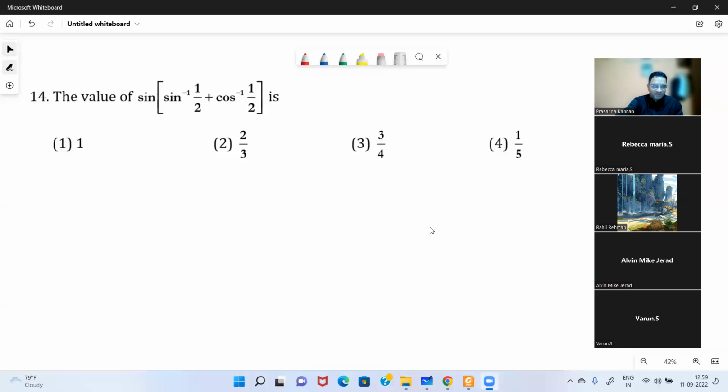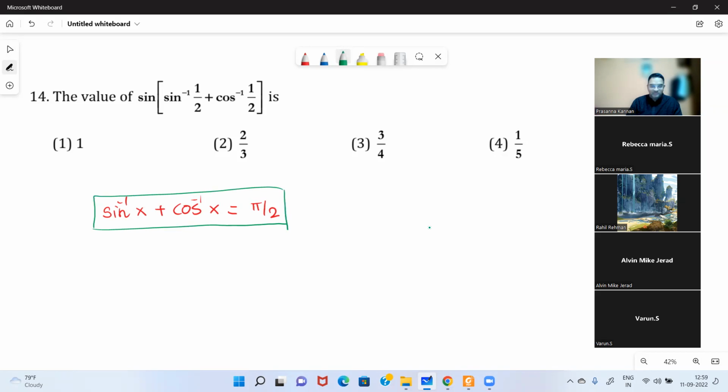Now let's proceed to the next question. The value of sine inverse half plus cos inverse half. What is sine inverse of x plus cos inverse of x? Just like how tan inverse x plus cot inverse x is pi by 2, sine inverse x plus cos inverse x is also pi by 2.